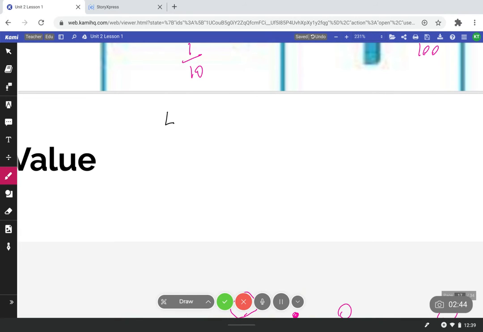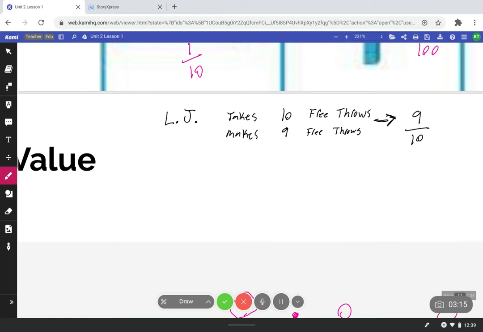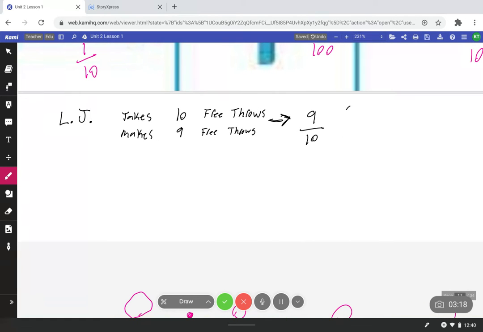So let's say LeBron James takes 10 free throws. LeBron James makes 9 free throws. So LeBron James made 9 out of 10. Let me write that out for us. He made 9 out of 10. Now the decimal version of that would be 9/10.